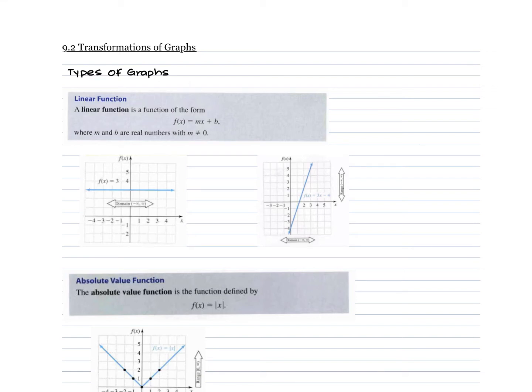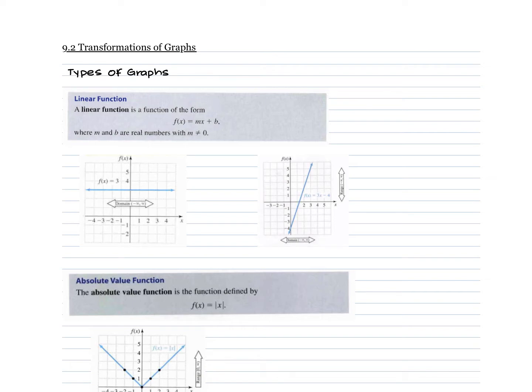9.2 goes over transformations of graphs. This is something from Algebra 2 that you should have seen. We're just going to be going over it again. We're going to go first through every single type of function that we'll be looking at, and then we'll get into the different types of transformations.